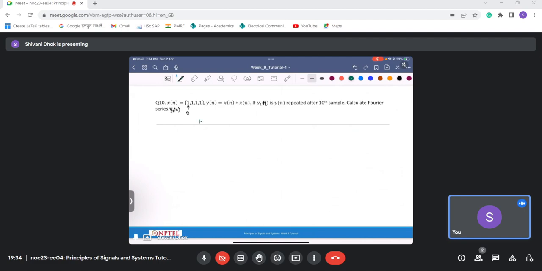So the first thing that we have been given is xn equal to 1 1 1 1, and it is 0 otherwise. So how does it look? It looks something like this. This is n, this is the xn axis, this is 0, so it is basically 1 1 1 1 at 0, 1, 2, 3, and it is 0 otherwise. So this is the xn that has been given to us. The next thing is that yn is equal to the convolution of xn with itself. And the third thing that is given is that y1 of n is this yn repeated at every integer multiple of 10, with L running from minus infinity to infinity.